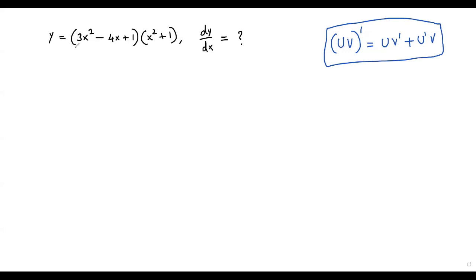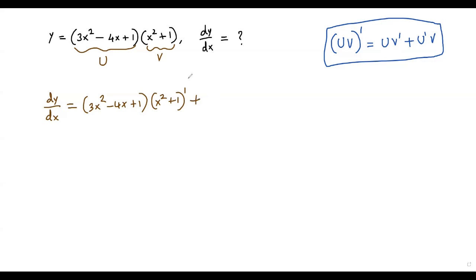So I'm going to use the product rule to find the derivative of the given function. For that, I'm going to use the first expression over here as u, the second expression as v. When I find the derivative of y with respect to x, I get dy over dx. According to the product rule, I have to keep the first expression as it is, that is 3x square negative 4x positive 1 times v prime, which means I have to take the derivative of the second term, x square positive 1 prime, positive. Now I have to get the derivative of the first term, that is 3x square negative 4x positive 1 prime. I have to keep the second term as it is, that is x square positive 1.